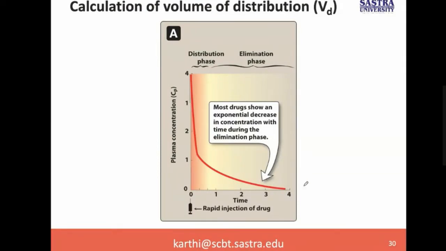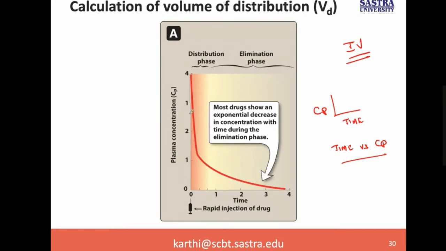Here is a graph plotted between time on the x-axis and the plasma concentration on the y-axis. Time versus plasma concentration. We have already seen some graphs like this. Looking at the graph, we can say what the mode of administration of the drug molecule is. Anybody guess? Intravenous. Okay, it is intravenous.